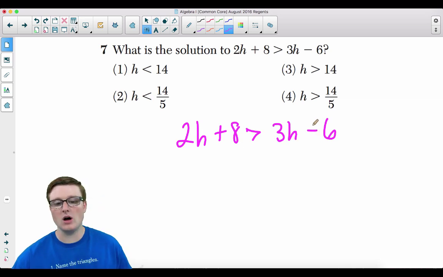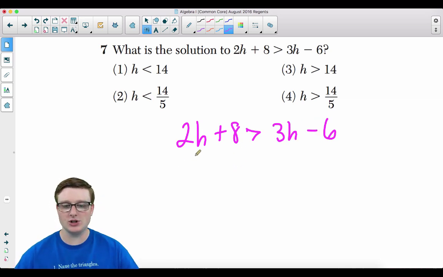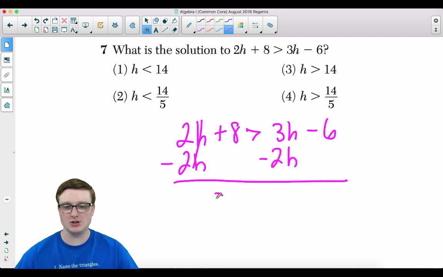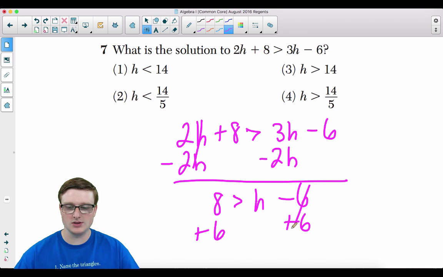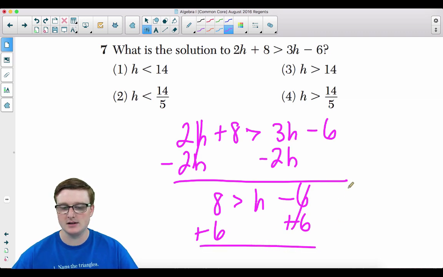Okay. So, the first thing that I'm going to do is subtract the 2h on both sides. The reason why I'm doing this is I like positive numbers. So we get 8 is greater than positive h minus 6. Now from here, I'm just going to add the 6 on both sides. And then you get 14 is greater than h.